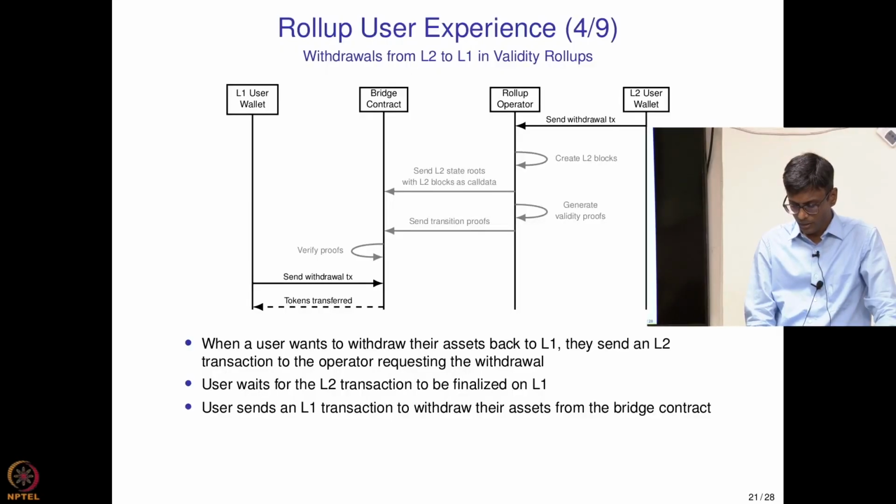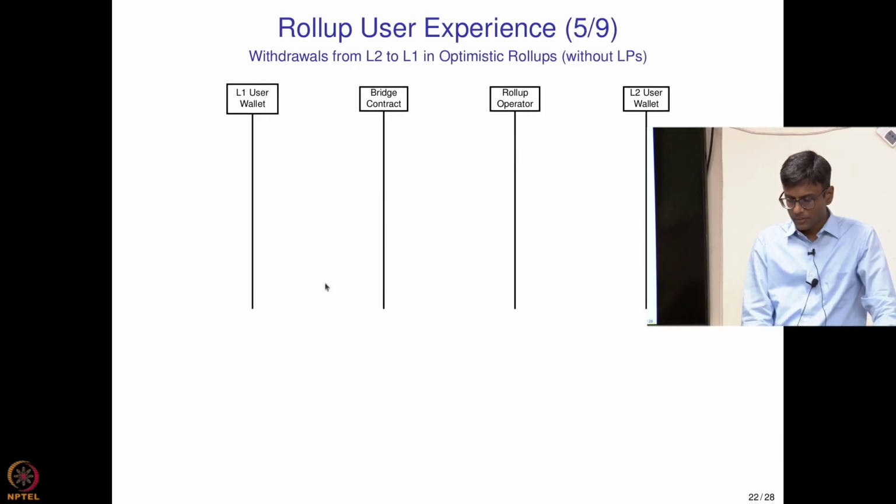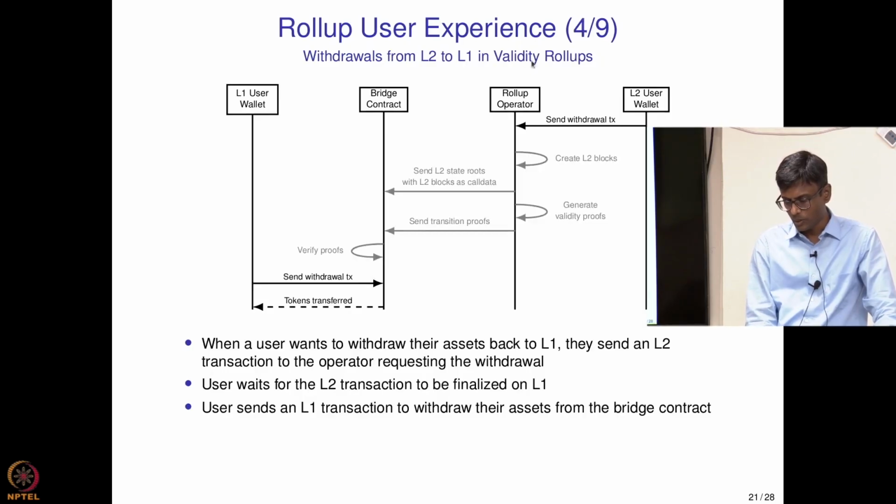So withdrawing from layer 2 to layer 1 is expensive, so you don't want to do it often. Typically you transfer your assets to layer 2, stay on layer 2 as much as possible, and then do withdrawals only at a later stage, because the withdrawal transaction will cost layer 1 fees. And this was for withdrawals from layer 2 to layer 1 in validity rollups, like ZK rollups.